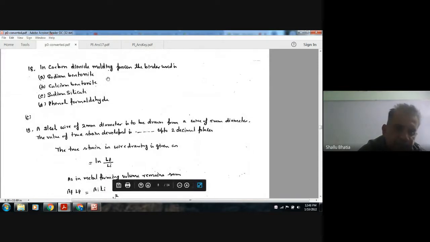In the carbon dioxide molding process, the binder used is option C, sodium silicate. So this you have to remember.